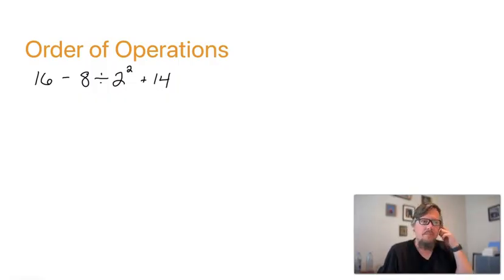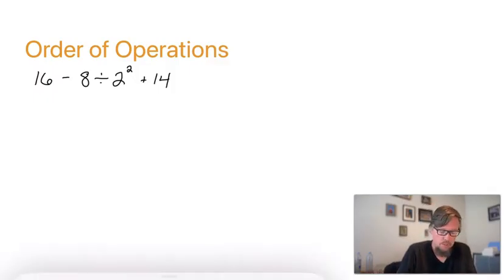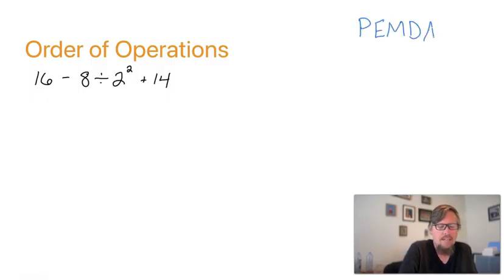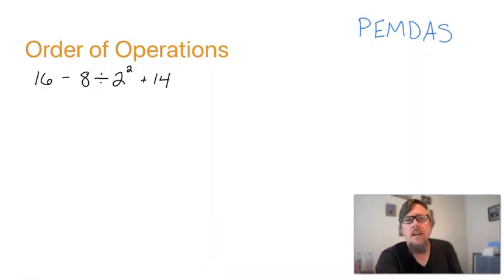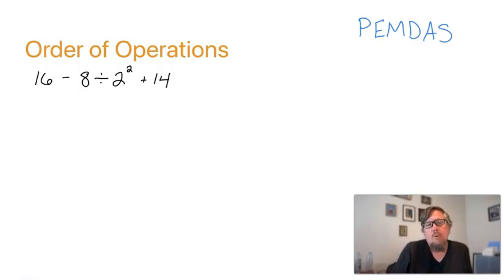Now, you may be thinking, whenever I say all this stuff, that you know order of operations because you learned PEMDAS. And PEMDAS is a cute little acronym that a lot of teachers use to help you remember the order of operations. The P is for parentheses, E is for exponents, MD is multiplication, division, AS is addition and subtraction. I hate PEMDAS. I hate it.